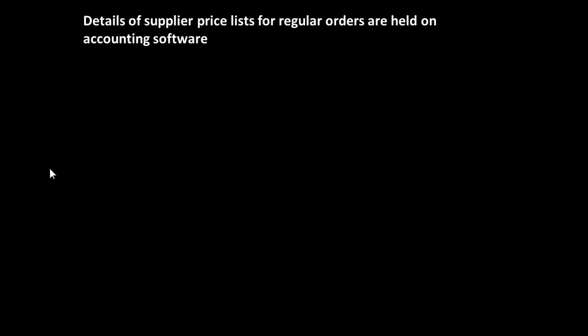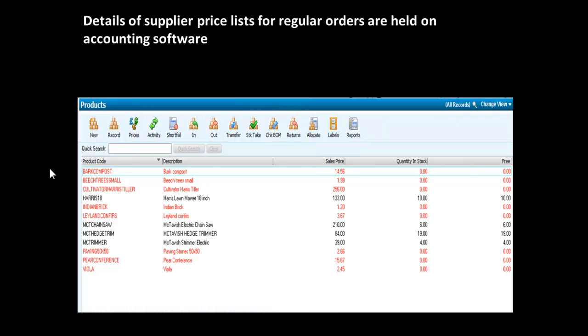If you have a number of regular suppliers, then normally you would hold the price lists for these on your accounting software. So here's an example, and not only do we have the items, we also have the sales price and the quantity in stock. So how does all that help you to make out a purchase order? Well, clearly if there are none in stock, and that shows in red on this one, then that helps you decide what to order.